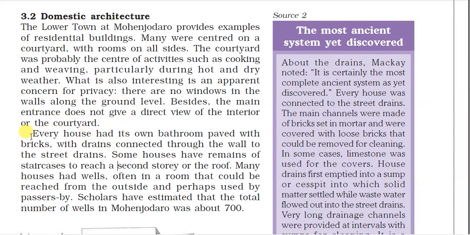Next, every house has its own bathroom, paved with bricks, with drains connected through the wall to the street drains. So each bathroom was connected to the main drainage system of the settlement, which is the street drains, right? So again, very planned. Every house has its own bathroom, and every bathroom is connected with the street drains.